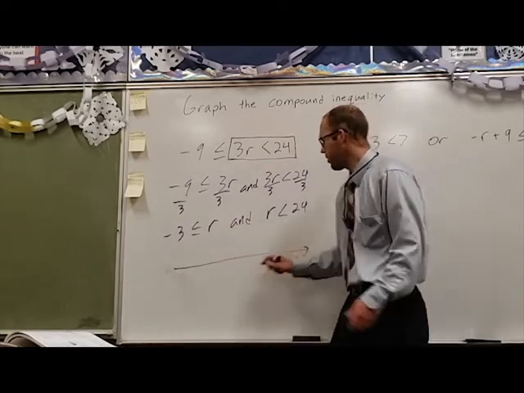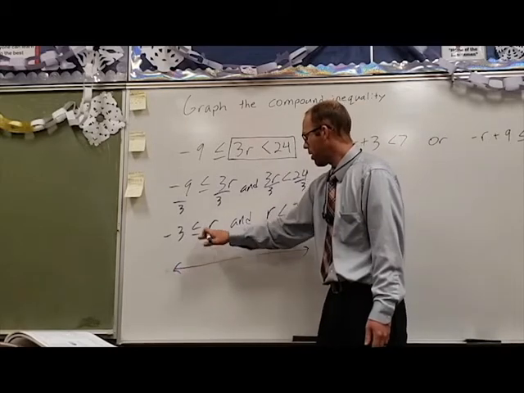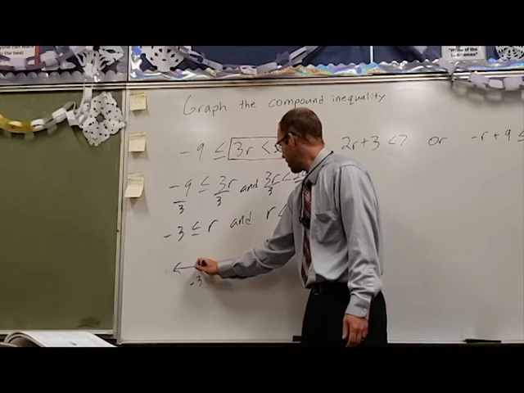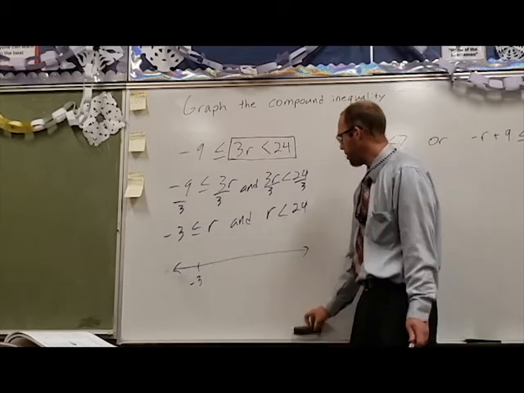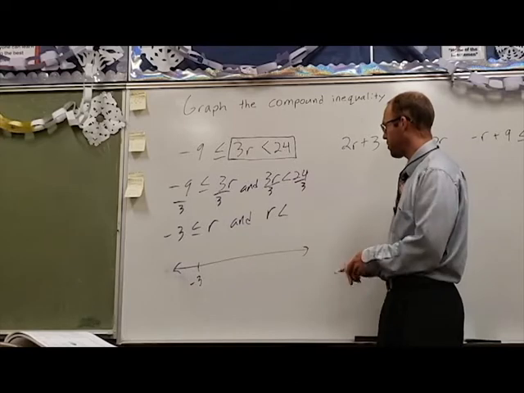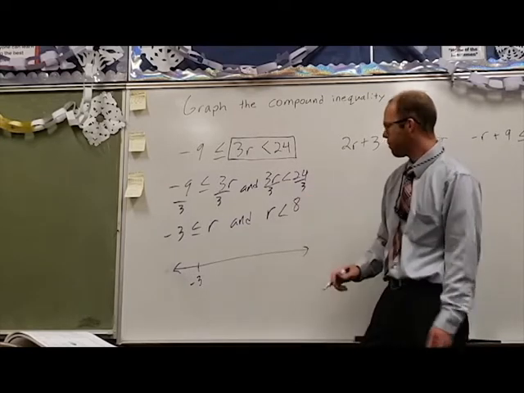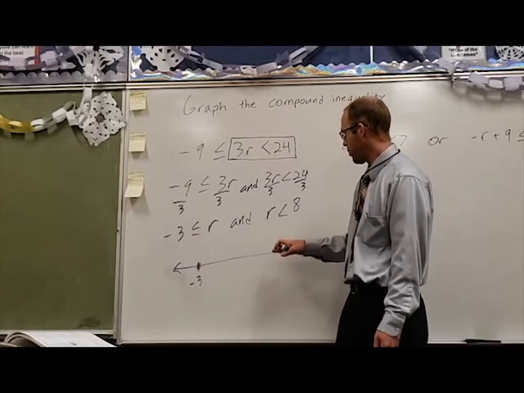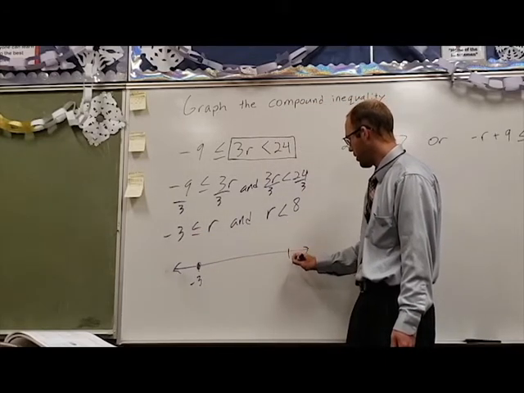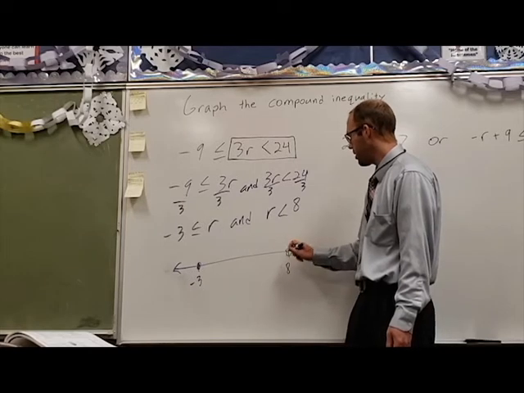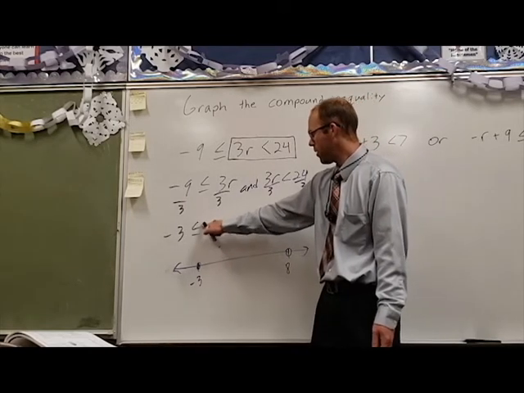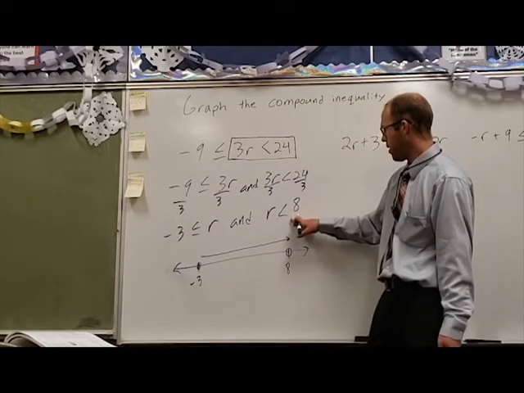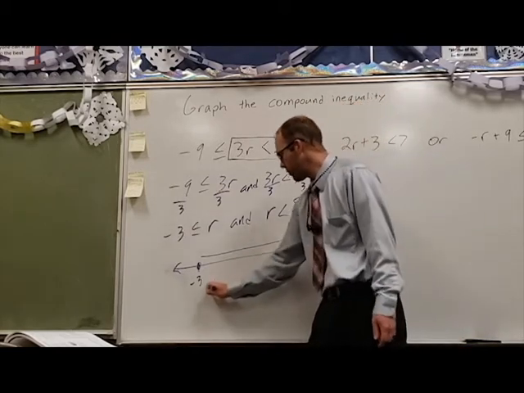Okay, let's graph these. So we have this one where our r values have a closed circle at negative 3. Oops, sorry, made a quick mistake here. 24 divided by 3 is 8. Sorry about that. So we've got a closed circle at negative 3, and we have an open circle here at positive 8. Our r values are bigger than negative 3, so that's going to go over to the right. Our r values are smaller than 8, so that's going to go over to the left.